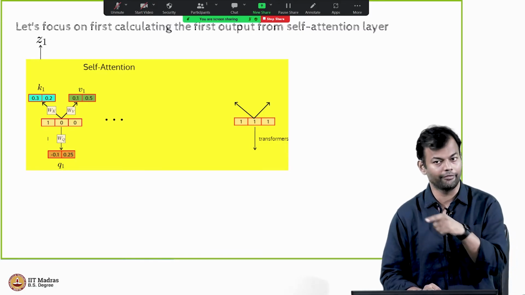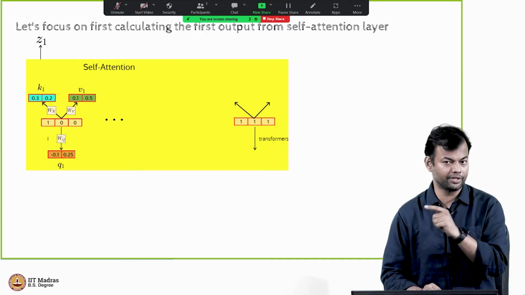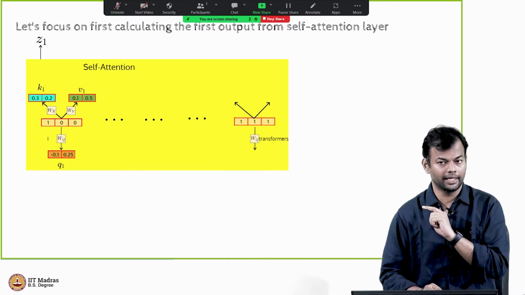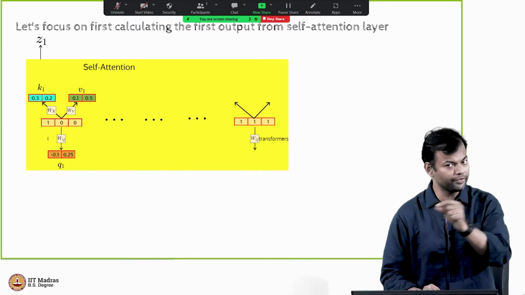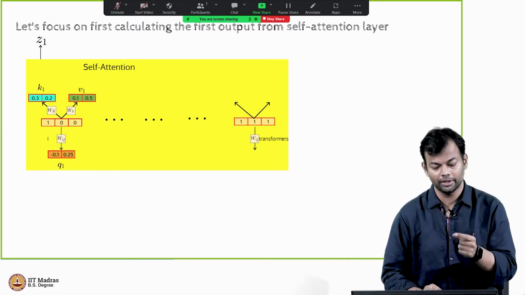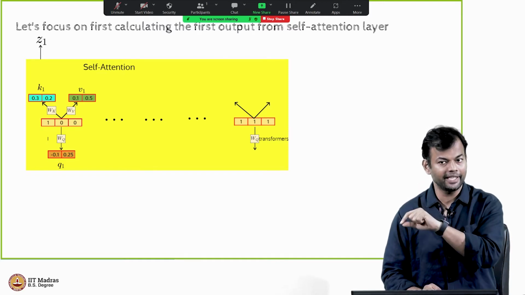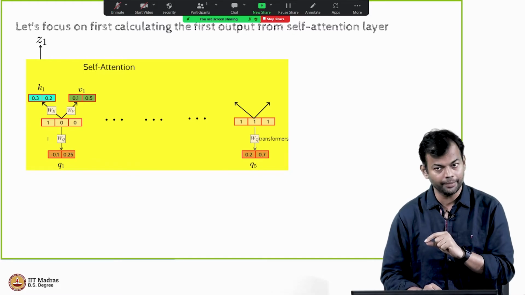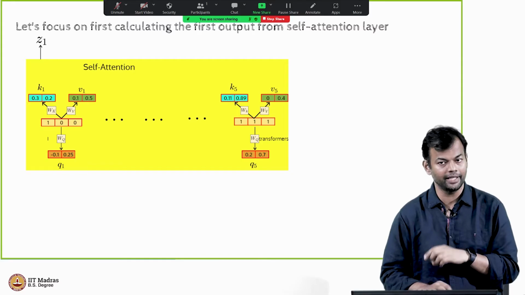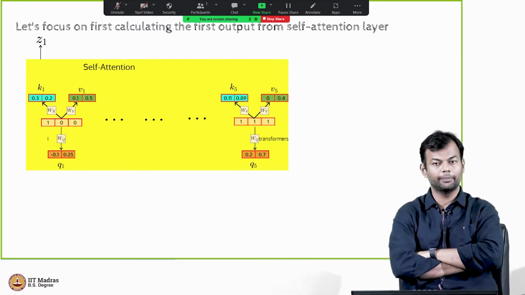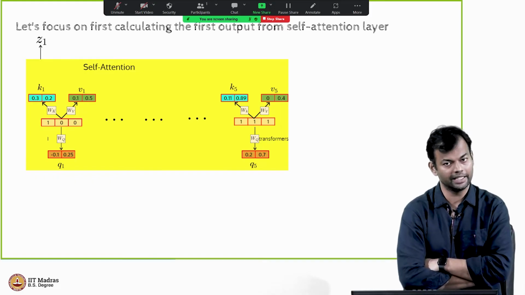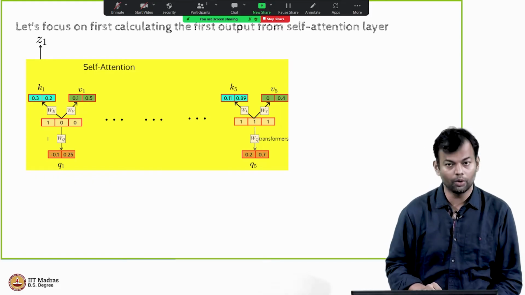I'll continue the same for all my words in the input. All of this can be done in parallel, of course. I'll take the last word, for example. I'll do this for all the words, but I'm just showing it for the last word. So I'll take h5 in this case, pass it through WQ, and I'll get my Q5. Similarly, I'll get K5, and similarly I'll get V5. So if I had T words in the input, I have computed these 3 into T vectors using these linear transformations. Now what next?